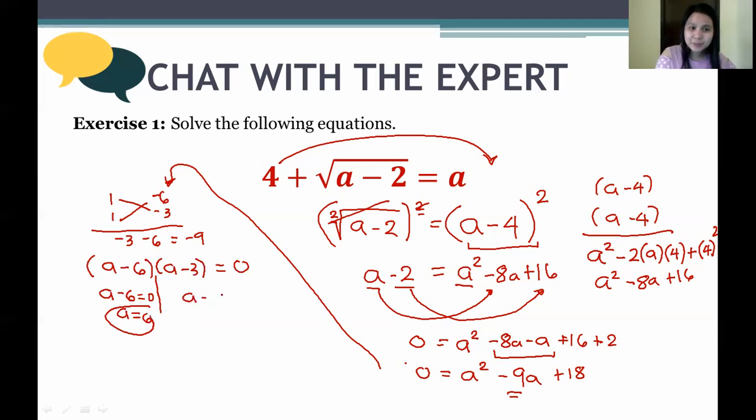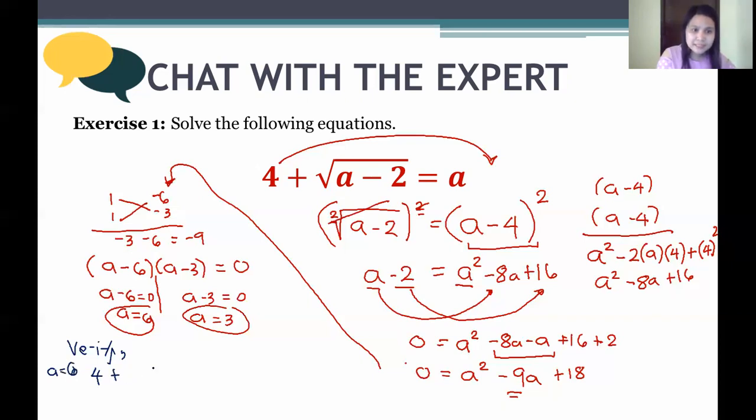What's the other? a minus 3 equals 0. a equals 3. Now, there are 2 answers. Let us check if both answers are correct, or if only one is a solution, or none. So let's verify. Let's start with 6, okay? For a equals 6.